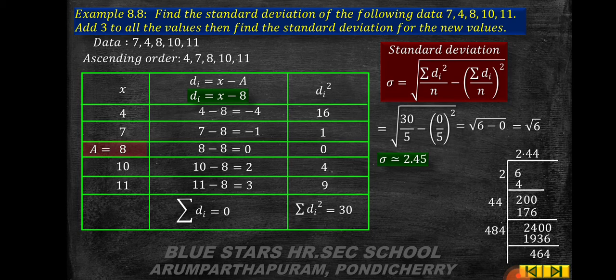Now we have found the standard deviation of the given data. Next, what we are going to do is add 3 to all the values, then find the standard deviation for the new values.